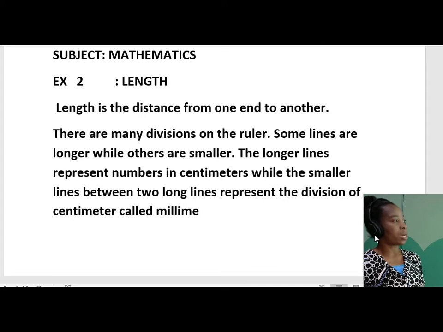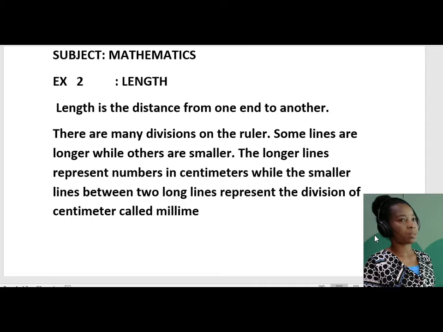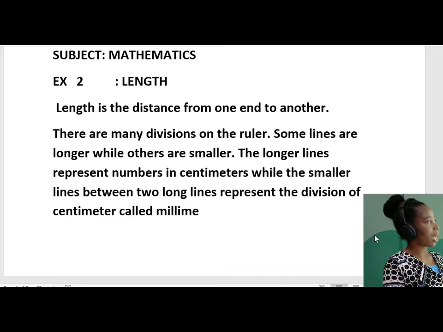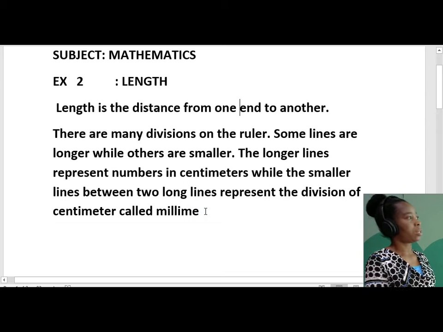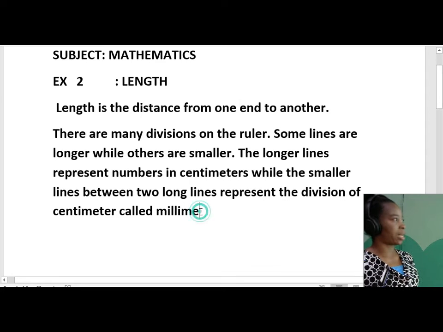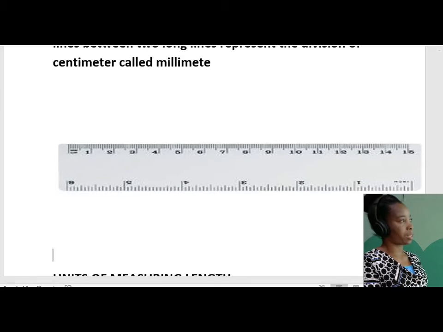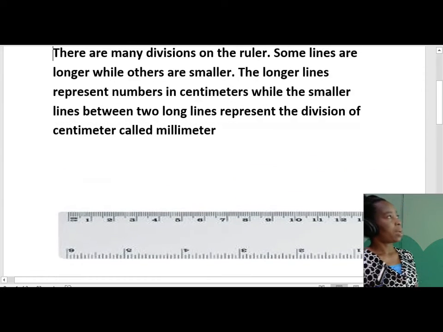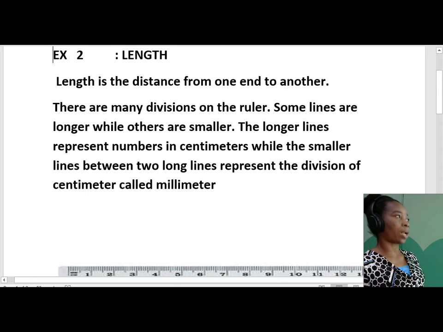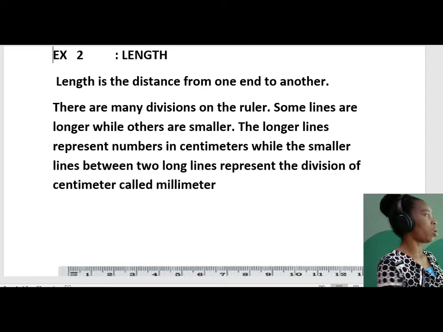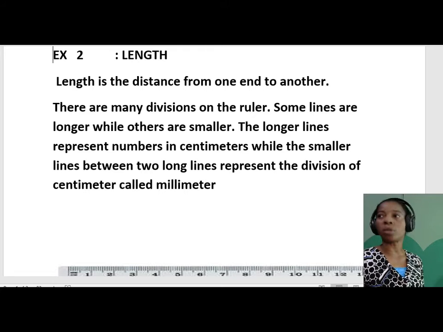And in the ruler, there are many divisions. Some lines are longer, while others are smaller. The longer lines represent numbers in centimeters, while the smaller lines between two long lines represent the division of centimeters, and they are called millimeters.